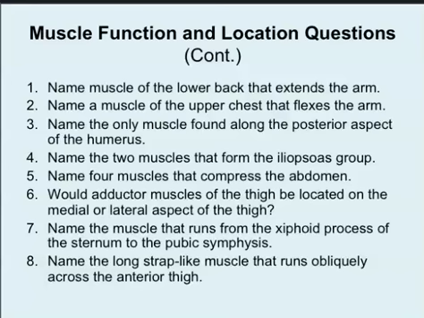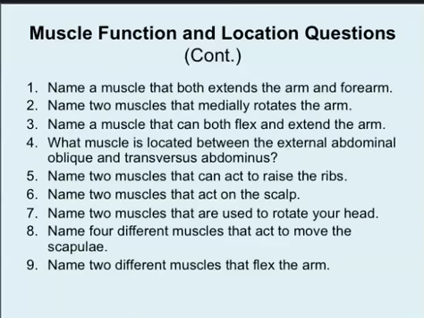Okay, moving on. Name a muscle that both extends the arm and the forearm: the triceps brachii. Name two muscles that medially rotate the arm: the delt and the pec major. Name a muscle that can flex and extend the arm: the delt. What muscle is located between the external abdominal oblique and the transverse abdominis? That's the internal oblique. Name two muscles that can act to raise the ribs: the external intercostals and the diaphragm.